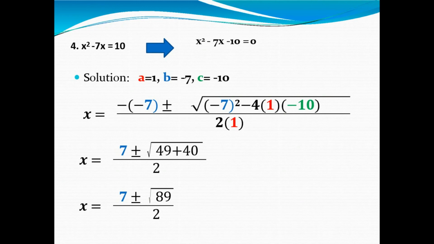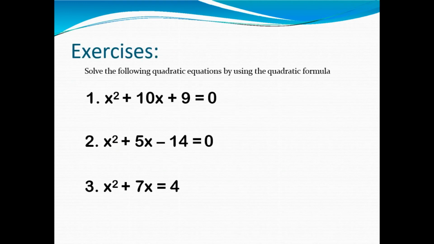Okay, so I hope you have learned our simple method in applying the quadratic formula. And now it is time for me to give you your try-these exercises for you to know whether you have mastered the competency. And these are the exercises. We have 3 equations: x squared plus 10x plus 9 equals 0, x squared plus 5x minus 14 equals 0, and x squared plus 7x is equal to 4. So I hope you try this at home for you to understand whether you have mastered the competency.